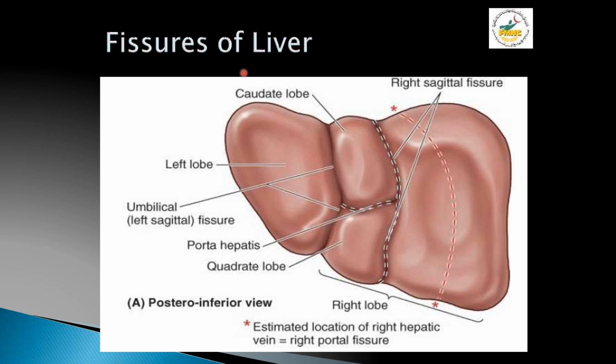Now we will see the fissures of the liver. You can see here a right sagittal fissure. Then here you can see the left sagittal fissure. It is also called the umbilical fissure.